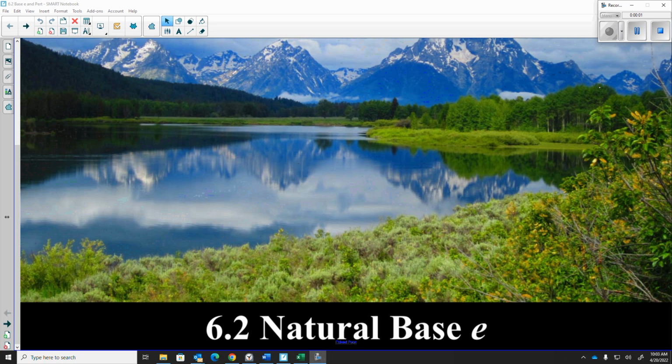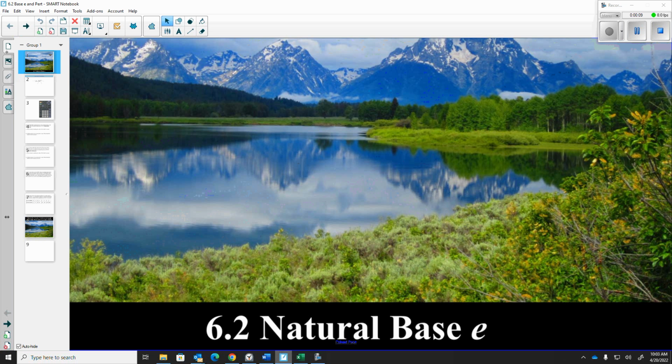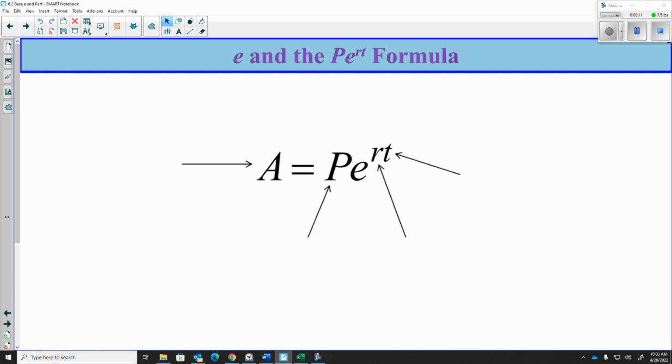So we're going to talk about one equation today for the whole day, and it has to do with this thing called the natural base E, and I will tell you all about that in a second. Here's the equation. A equals P times E raised to the RT power, otherwise known in math and science circles as Pert. Pert is your friend. Pert is a nice guy.